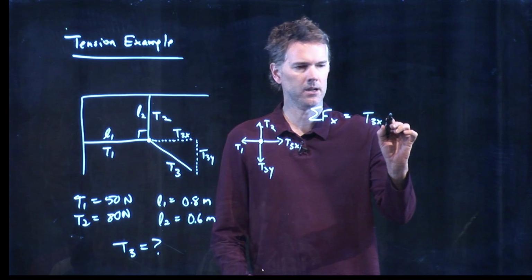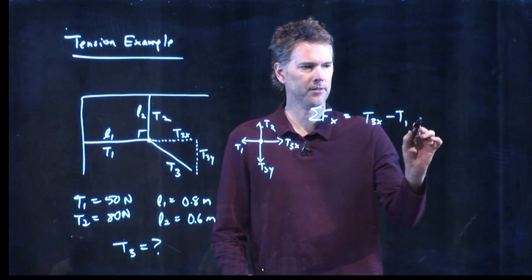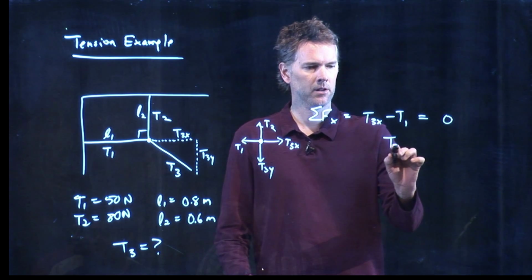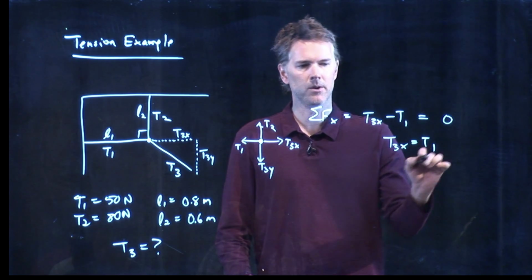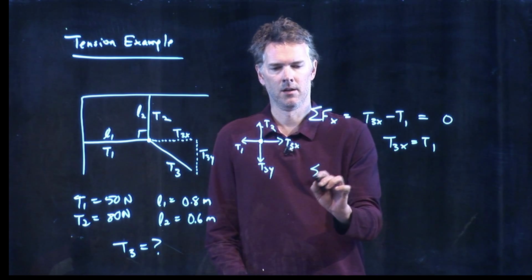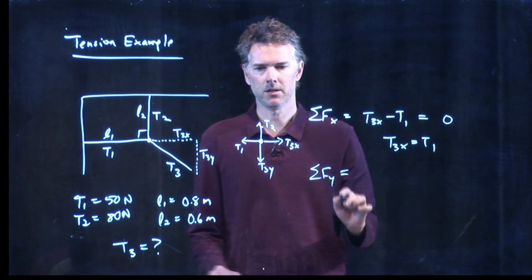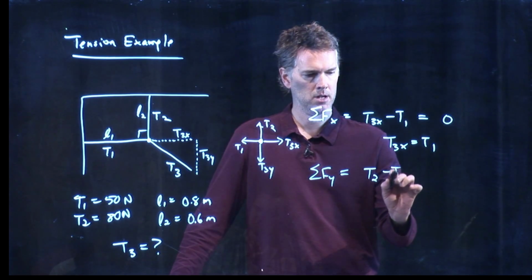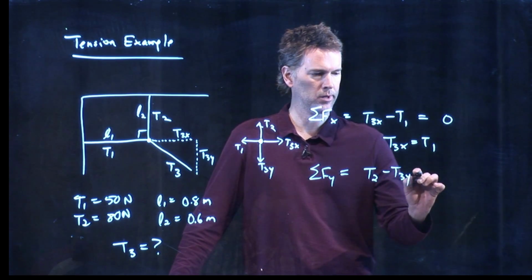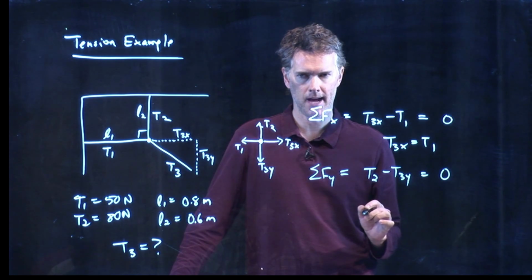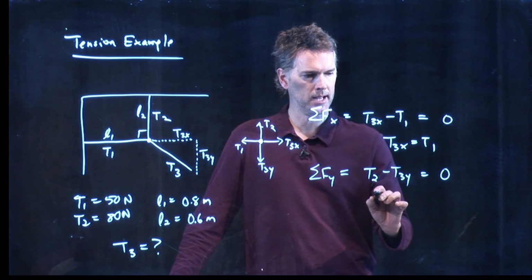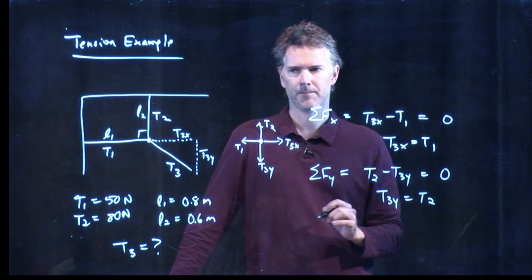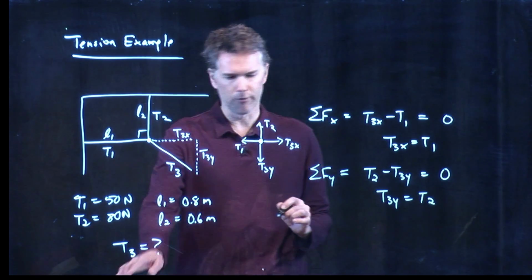T3x is going to the right, T1 is going to the left. That has to add up to 0 if everything's at rest. So T3x is just T1. Sum of the forces in the y direction, we have T2 going up, T3y going down. That also has to add up to 0. And so I get T3y is just equal to T2. What we're looking for is T3.